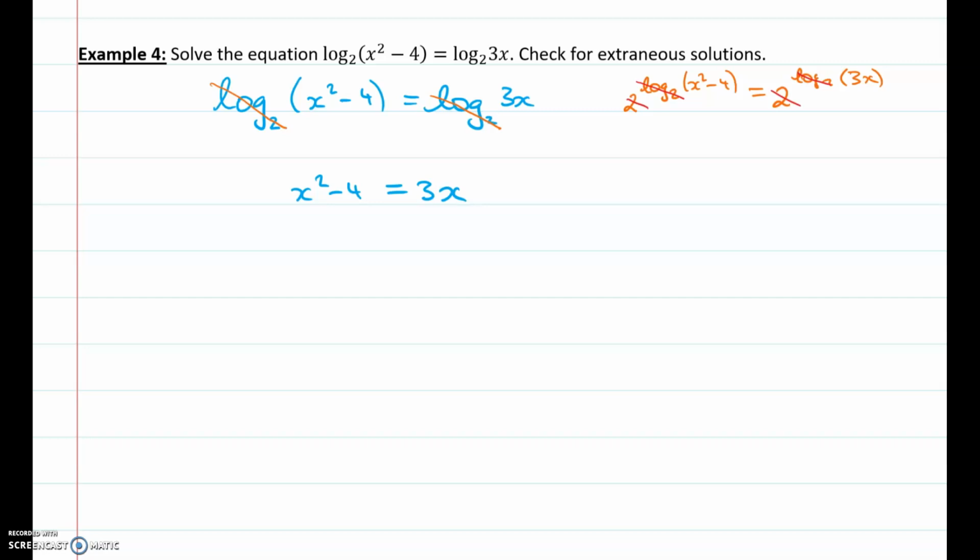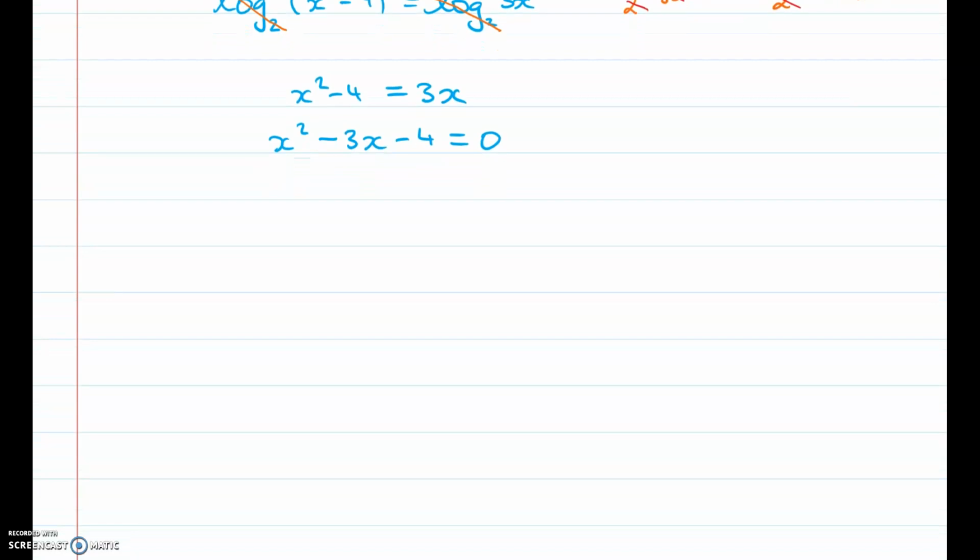And for solving quadratic equations, the easiest thing to do is to move everything to the left-hand side usually. So if we bring the 3x over, it becomes x squared minus 3x minus 4 equals 0. Now this is a simple trinomial. You have to recognize these things yourself when they appear.